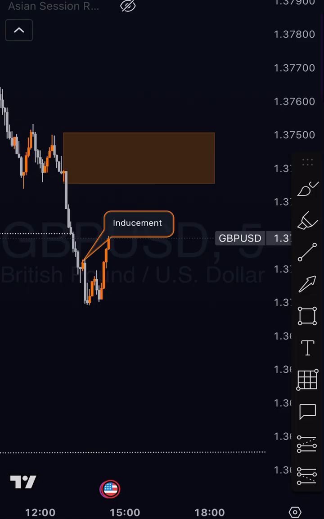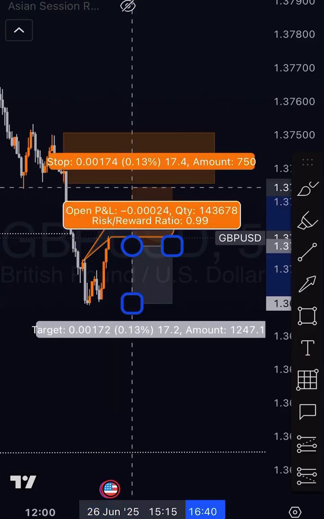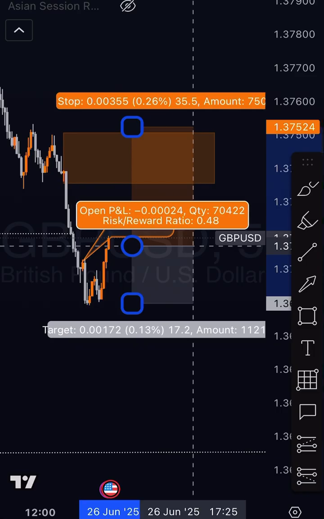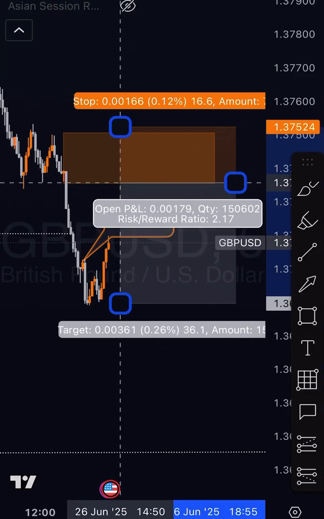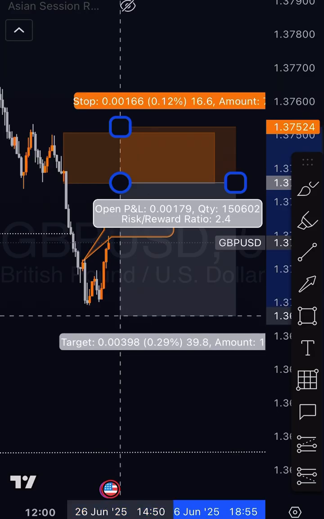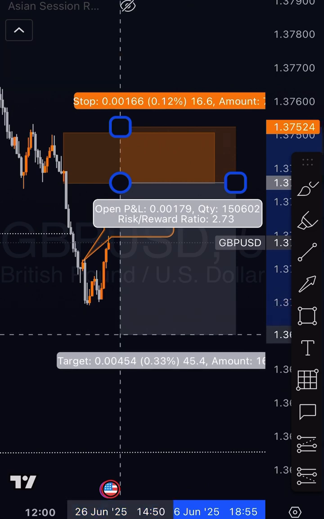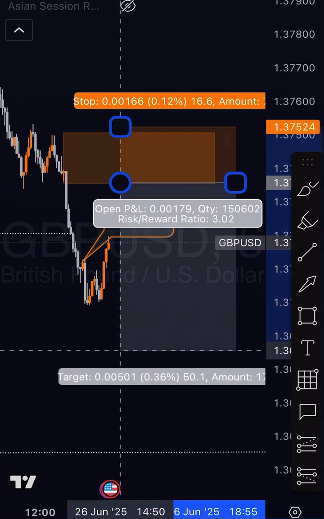So let's see the risk to reward ratio. Okay, so here, let's see, it's like a 1 to 2 over here. That's if you are aiming for this low over here. But I do 1 to 3s.